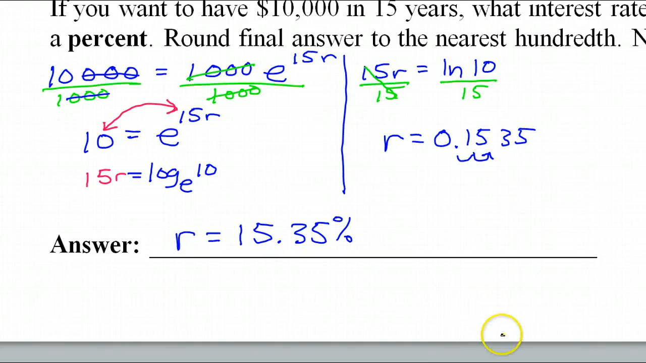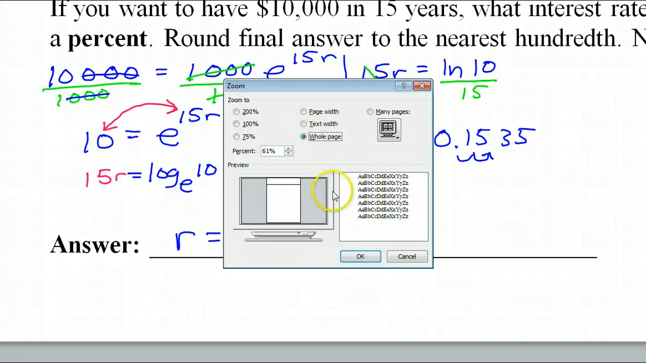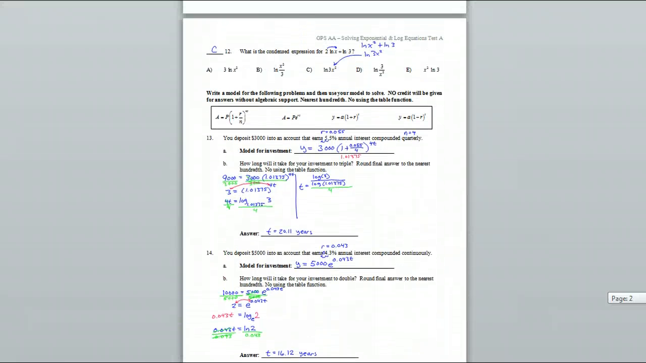And I think we are running into the end of this lesson. Yep, okay, so that is the end. We have covered this entire test. I hope this was helpful.